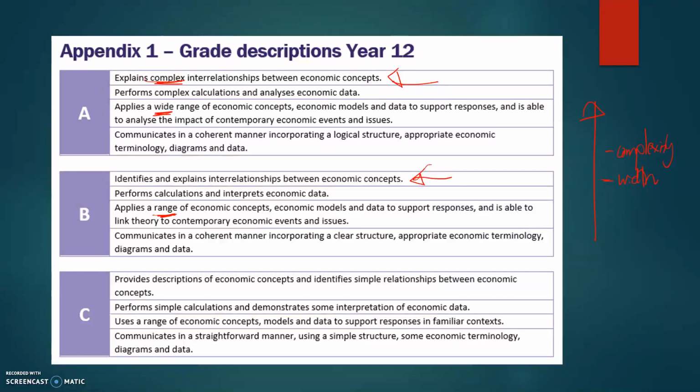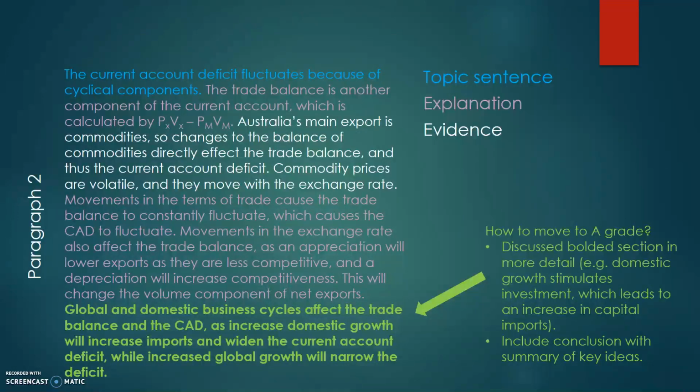So I'm going to give you some suggestions related to the answer that we have just covered. In the second paragraph, this student mentioned that the current account deficit is impacted by global and domestic business cycles, and there's some mention of an impact on imports and the resultant impact on the deficit. If I was the student that answered this, in order to move from a B to A, what I would have to do is explain concepts in more detail.